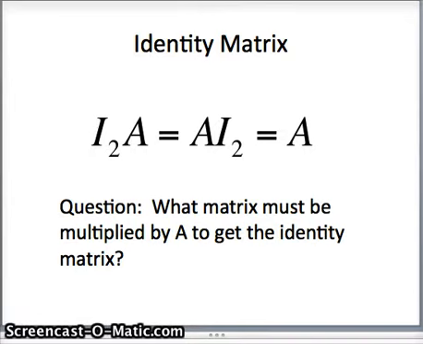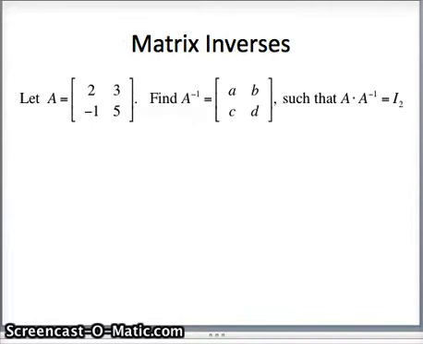If you're thinking of real numbers, the multiplicative identity is 1. 7 times 1 is 7. But if I start with a number like 9, what do I have to multiply 9 by to get back the identity of 1? It's of course 1/9. So maybe you'll recognize why we choose to use this notation. We call this matrix A inverse, A to the negative 1 power, just like 9 to the negative 1 power is 1/9.